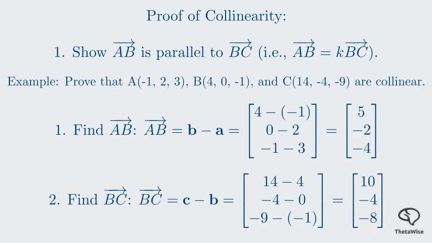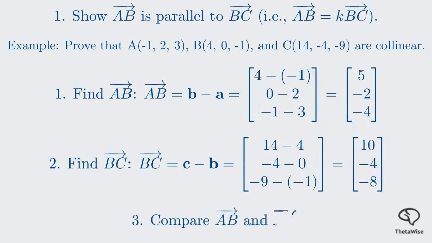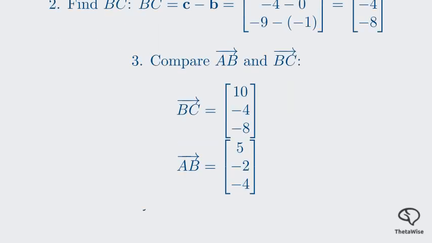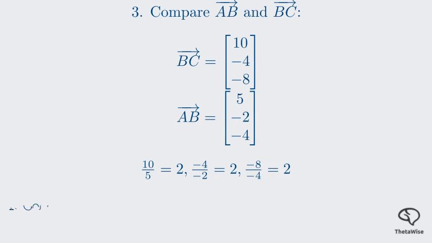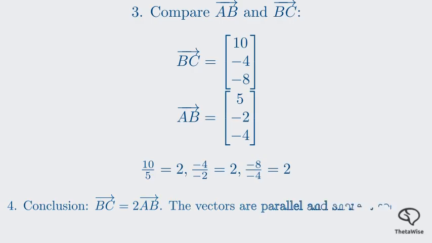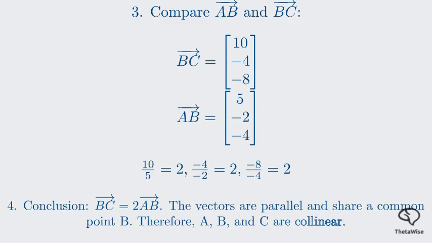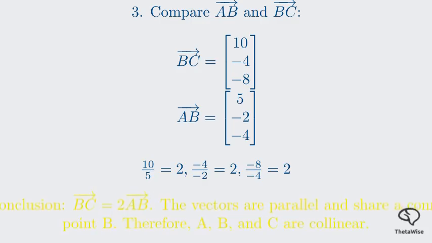Now we need to check if one is a scalar multiple of the other. Let's compare the components of BC and AB. If we divide each component of BC by the corresponding component of AB, we get 10 divided by 5 is 2, 4 divided by 2 is 2, and 8 divided by 4 is 2. The scalar is 2. Since vector BC is 2 times vector AB, we have proven that the vectors are parallel. Because they share a common point, B, the points A, B, and C must lie on the same straight line. We have now defined collinear points and demonstrated how to prove they are collinear by showing that displacement vectors between them are parallel and share a common point.